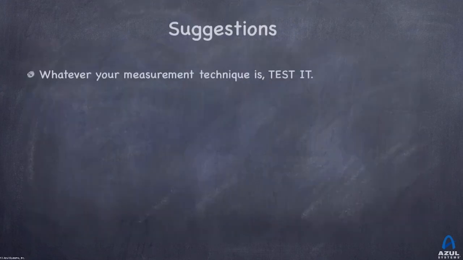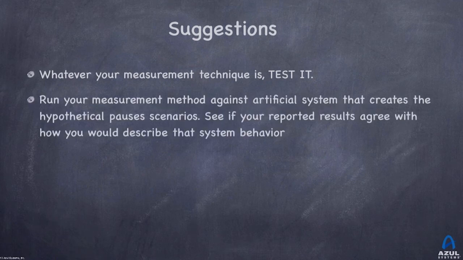Suggestions about this. And we have a little bit of time left here to talk about tools, and I'll get to those. Whatever your measurement technique is, test it and measure it, calibrate it. And the best way to do that is to create a hypothetical system that you know the behavior of, like I showed you with that duty cycle system, and ask your system to measure it and report on it. And until that report describes what you believe is happening, nothing else that that thing reports should be trusted.